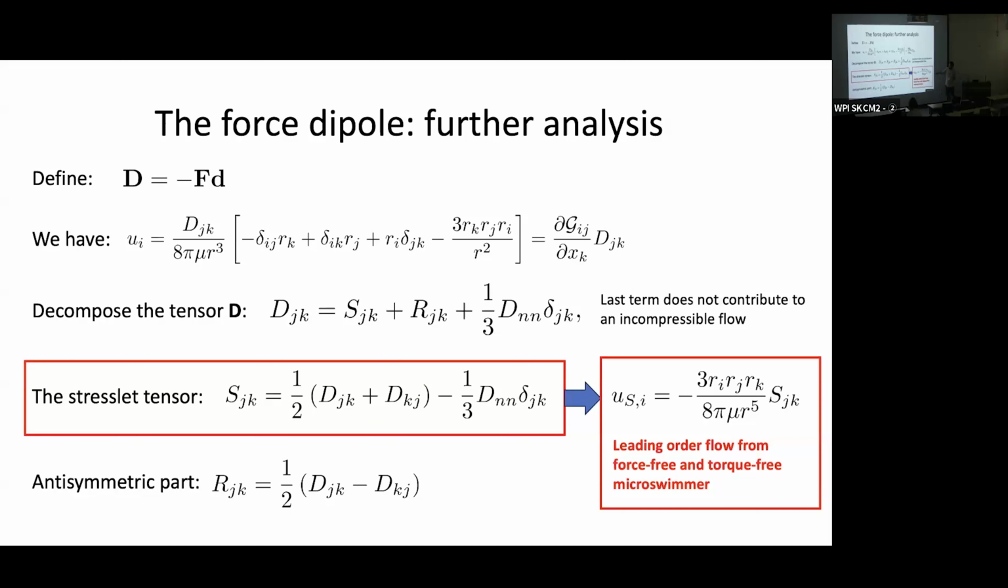If you plug this into our velocity field in index notation, you get a very, very simple expression. This is the velocity field due to the stresslet, i.e. the symmetric part of the point force. Looks very nice, I think. And so this is the leading order flow from a force-free and torque-free microswimmer. We'll see in a little bit, this is actually representing a point torque. So we don't want that for a microswimmer, but we will want that for rotating magnetic colloids. So this is what you use to represent interactions of microswimmers.